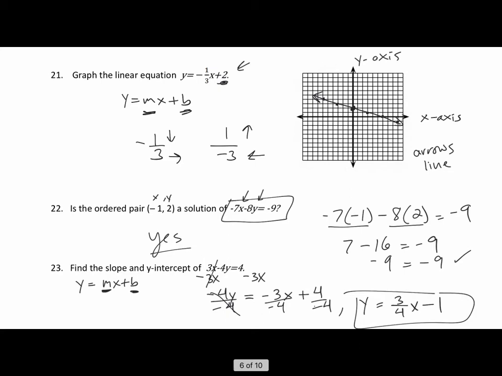So what's the slope? 3/4. What's the y-intercept? 0, -1. That's the y-intercept of this equation, or this line.